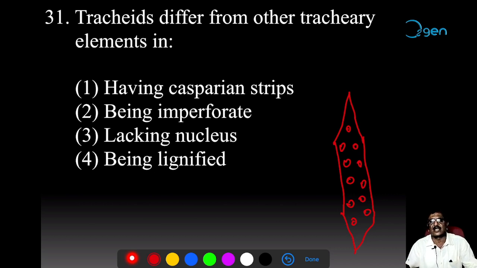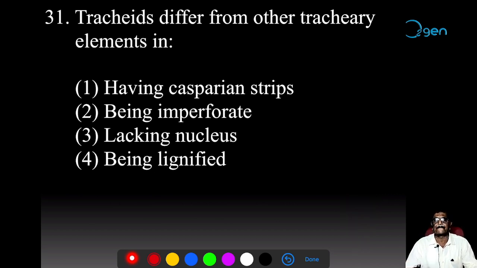Tracheid elements are perforated. Option third, lacking of nucleus. These are dead cells, so a nucleus is not found because of dead cells. So tracheids are differentiated from other tracheary elements; other elements like xylem parenchyma have a nucleus, being lignified. So option second is correct, being perforated.